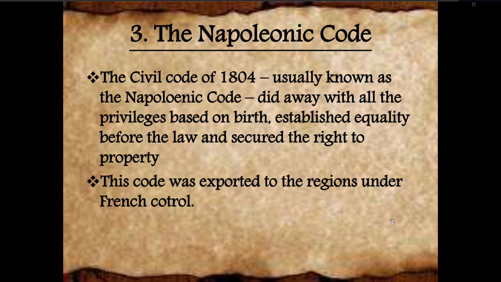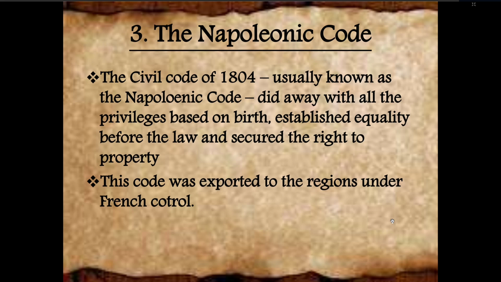The Napoleonic Code. It is an important term in this chapter. The Napoleonic Code, the Civil Code, is also known as the Civil Code of 1804. The Civil Code of 1804, usually known as the Napoleonic Code, did away with all the privileges based on birth, established equality before the law, and secured the right to property.